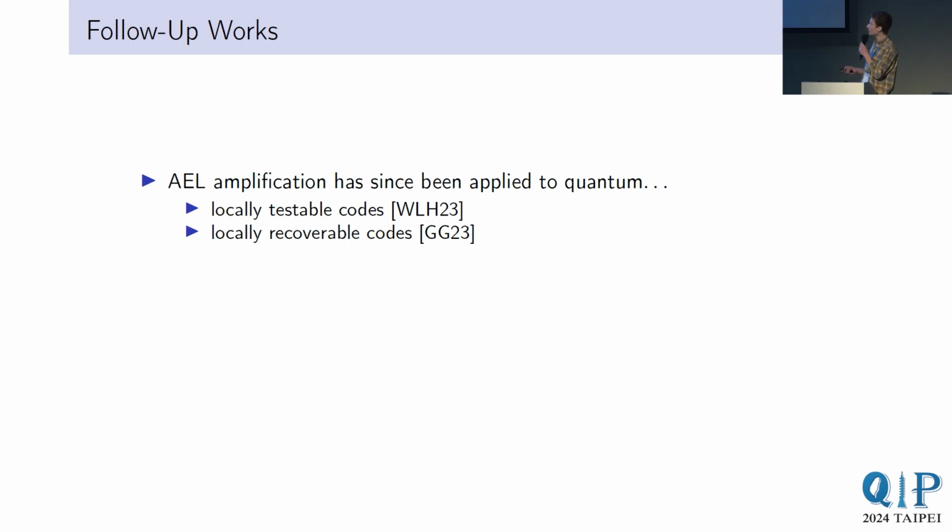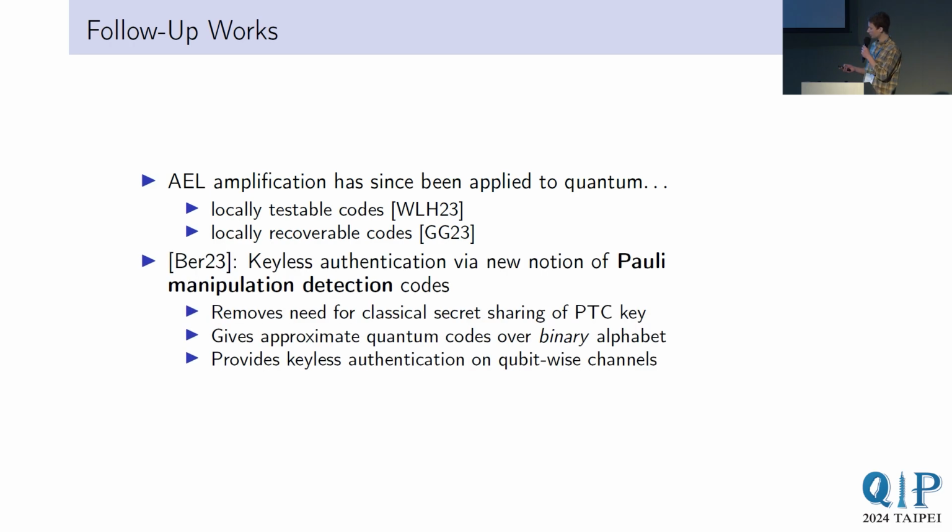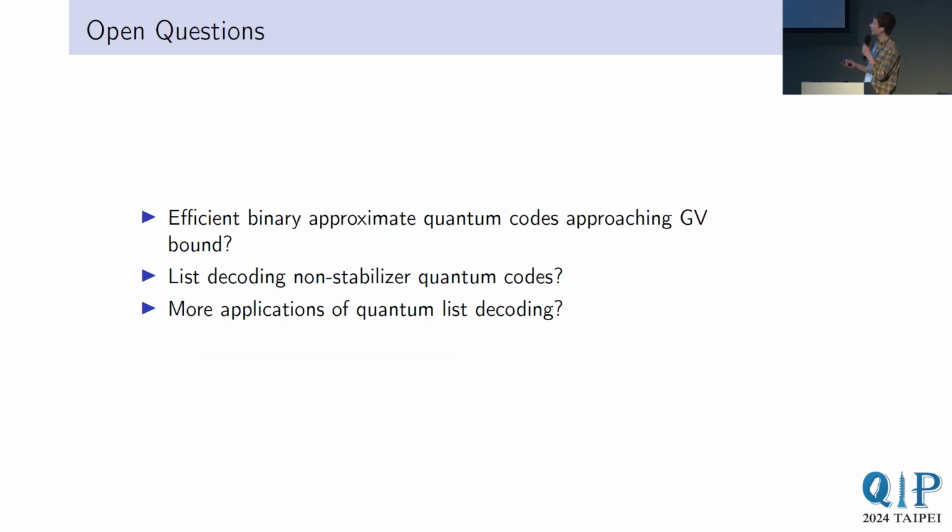So just to wrap up, as I mentioned, there's been some follow-up works to our work, again using AEL amplification for locally testable codes and quantum locally recoverable codes. Tiago, one of our co-authors, also has a very nice follow-up work on keyless authentication, so essentially removing the need for this purity testing code. This allows for applications to the case of binary alphabets and further applications to qubit-wise channels, even beyond approximate quantum error correction. So that's a very interesting work. I suggest you check it out.